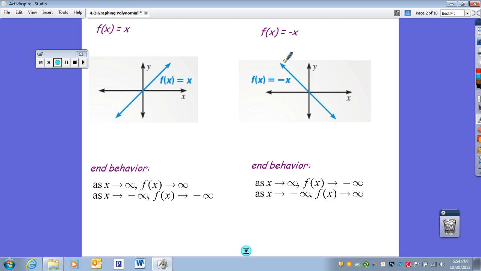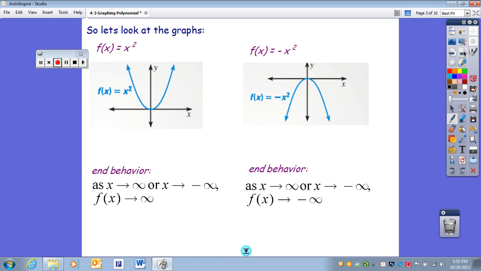If we use our parent function, but now with a negative slope, still passing through the origin, as our x continues infinitely to the right, or approaches positive infinity, our y value, or f of x, is going to go infinitely down, or to negative infinity. And if we reverse that, as our x values go infinitely to the left, which is negative infinity, our y values are going to positive infinity.